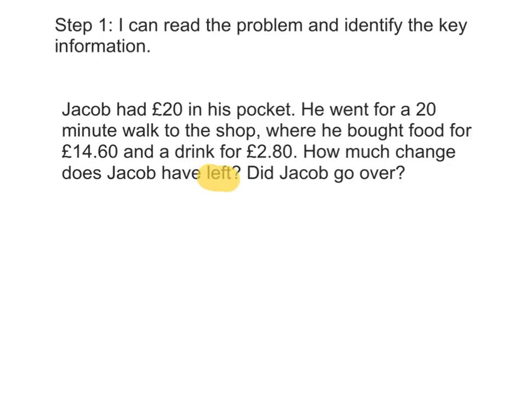So we want to find out how much he has left over, so that means we're probably going to have to do subtraction. Okay, and then we're also dealing with something involving change or money. So we know that the 20-minute walk isn't going to be important. We know he had £20 at the start, and he bought food for £14.60 and a drink for £2.80. So that's all the important information we have there.